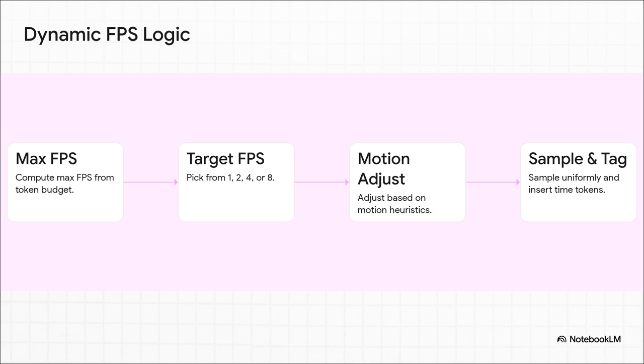So if it's a super slow security camera, 1 FPS is totally fine. But if it's a high-action sports clip, it ramps up to 4 or 8. Finally, Step 4. It samples uniformly and inserts those absolute time tokens we just talked about.